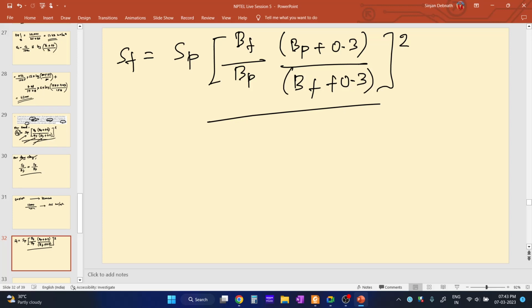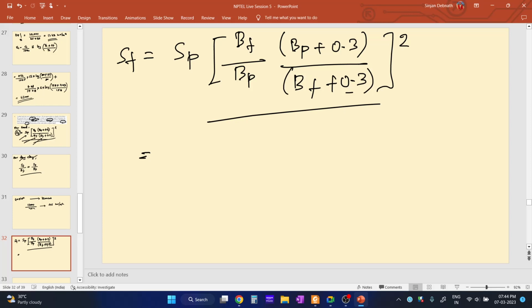If in place of 0.3 there was 30, in that case we would have to use the breadth of the footing and plate in terms of centimeters. Here it is 0.3, so that means the breadth of the plate and the breadth of the footing will be in meters.